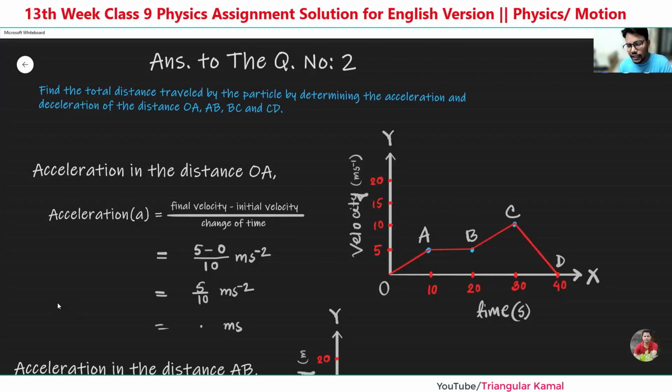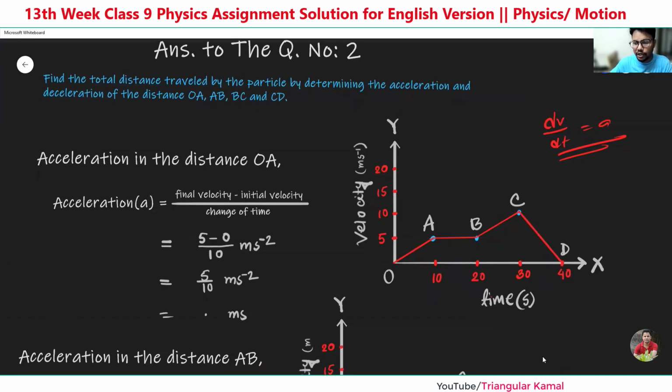Okay, first, let's explain the graph. On the x-axis, the time is given as 10 seconds, 20 seconds, 30 seconds, 40 seconds. On the y-axis, the velocity is given as 5 meters per second, 10 meters per second, 15 meters per second, 20 meters per second. That means velocity and time. So change of velocity is given with respect to time, and this is acceleration. We have to explain the change of velocity with respect to time.